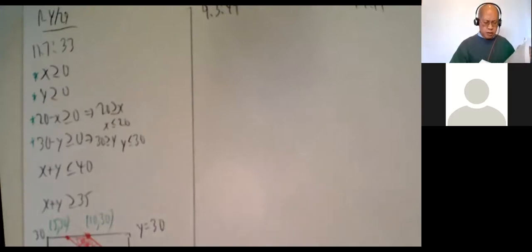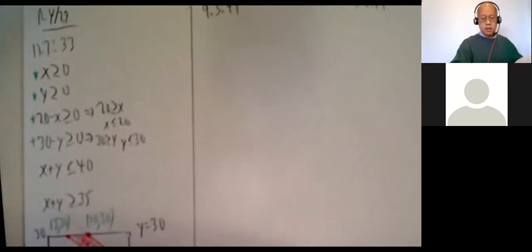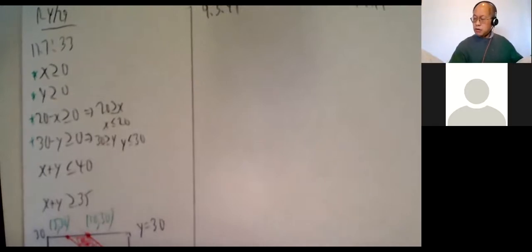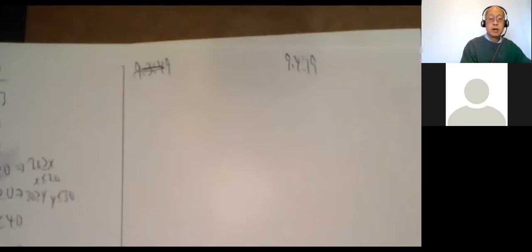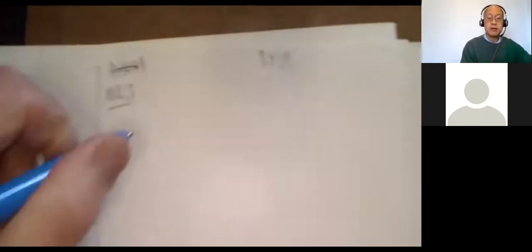Okay, I see 9.349, but that wasn't assigned, I don't think. 9.349, somebody asked for it, but it's not on the list. So I don't want to bother doing something that was not on the list. So I'm going to exclude this one. 10.2, number 3 was asked for.